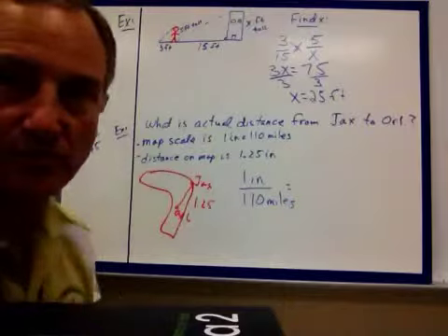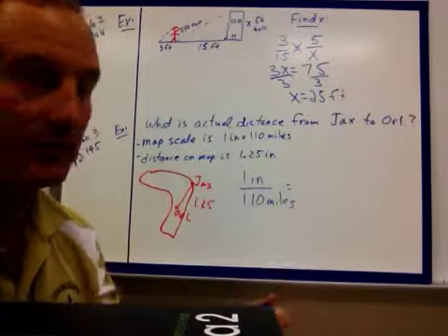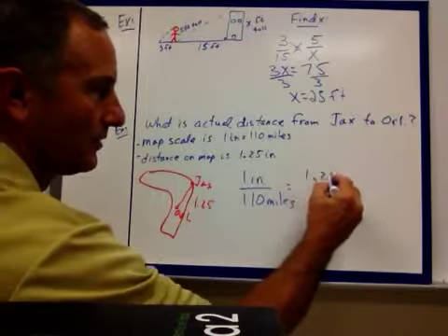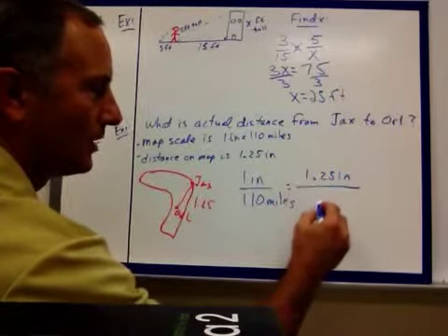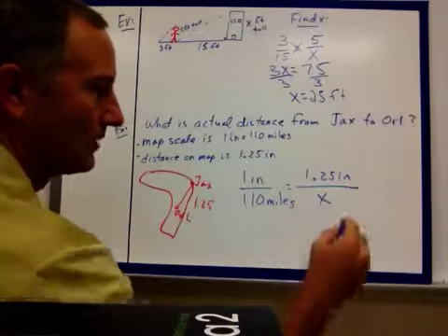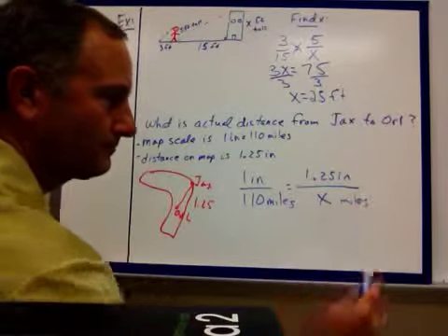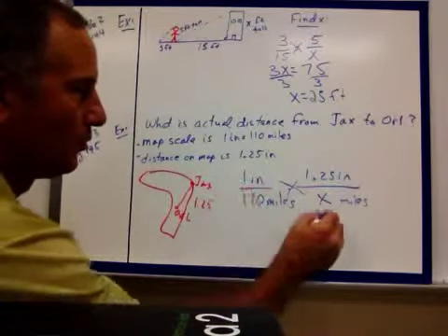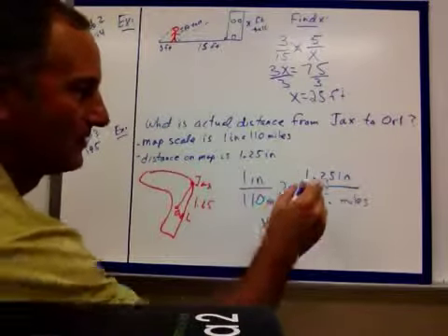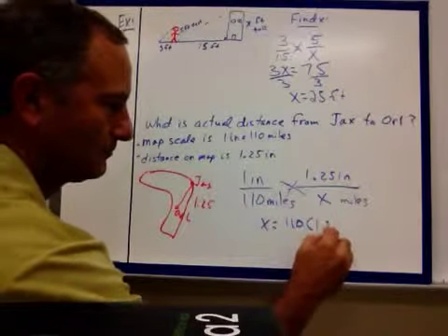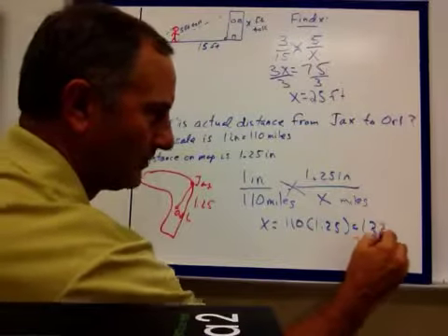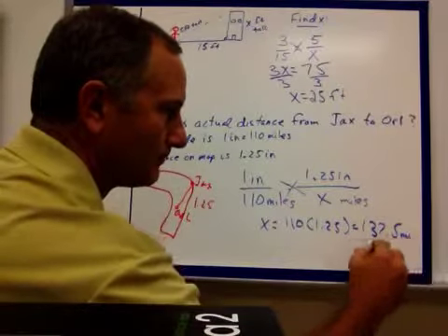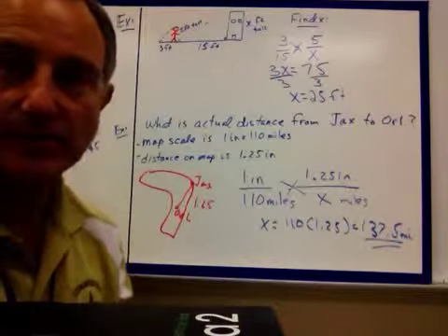I write in the units here just so you can see that I'm going inches over miles, and I'm going to do the same thing over here. I know the distance in inches that I measured on the map, and what I want to know is the actual miles, which I'll call x miles. You can see already we're going to cross multiply. 1 times x is x. 110 times 1.25 is 137.5 miles. Yep, right on. That's the actual distance.